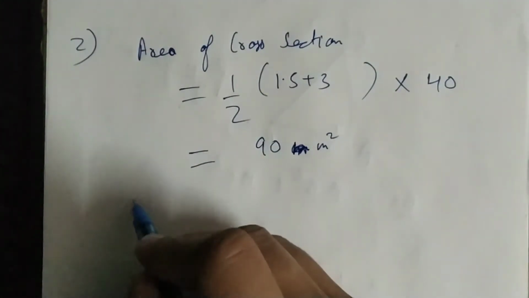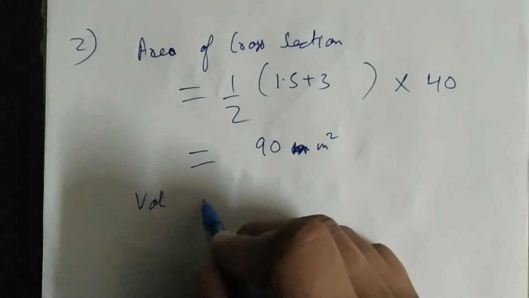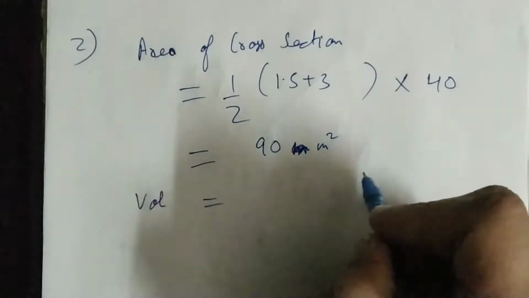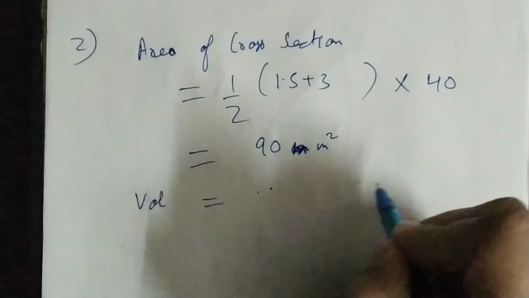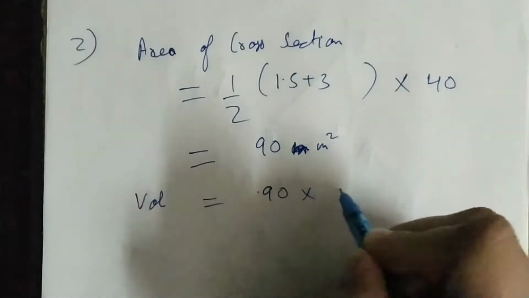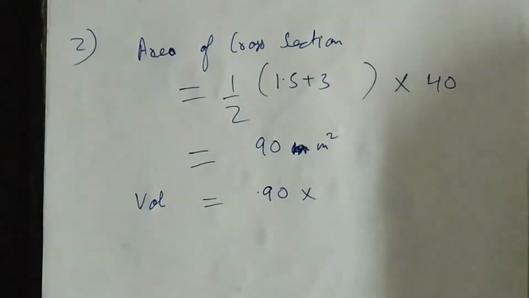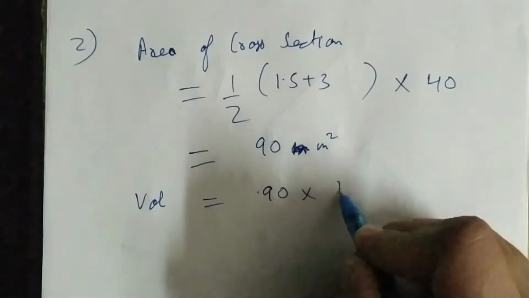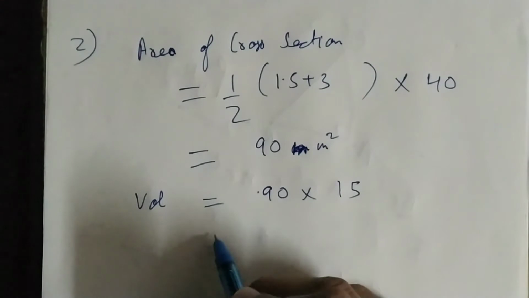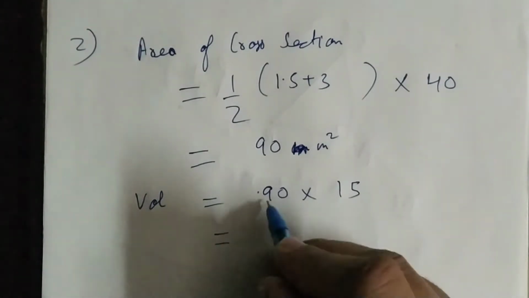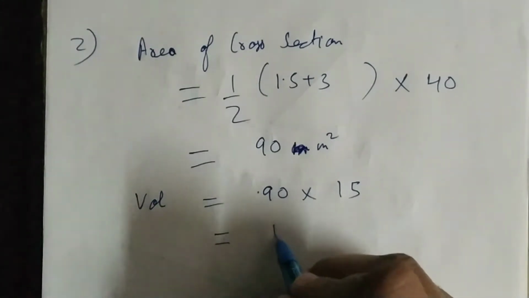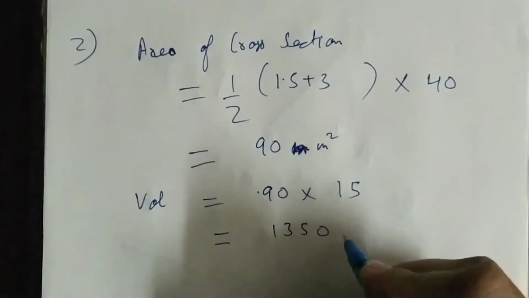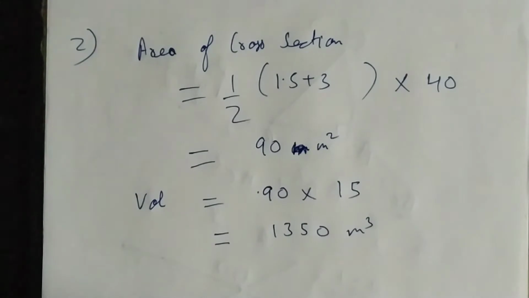Then the volume of the swimming pool will be the area of cross section multiplied by length. The area of cross section is 90. The length is 15, since this is 15 meters wide. So this will be 135 meter cube. So this is the volume.